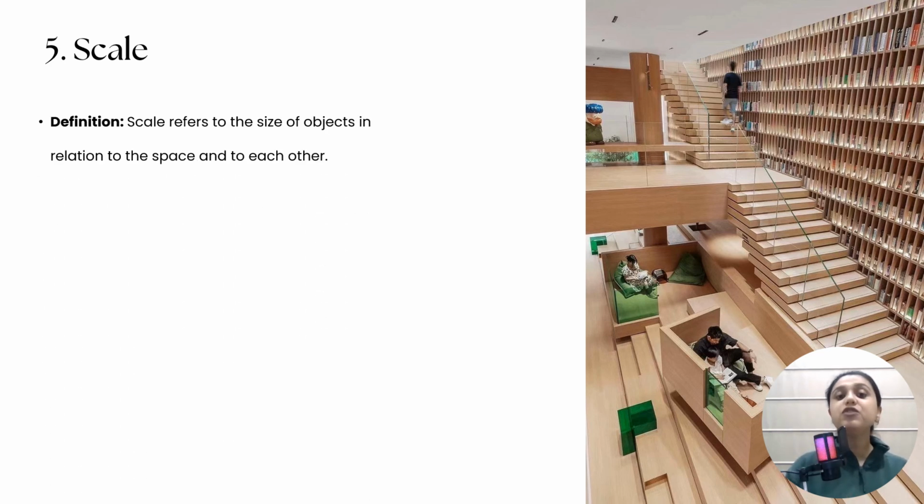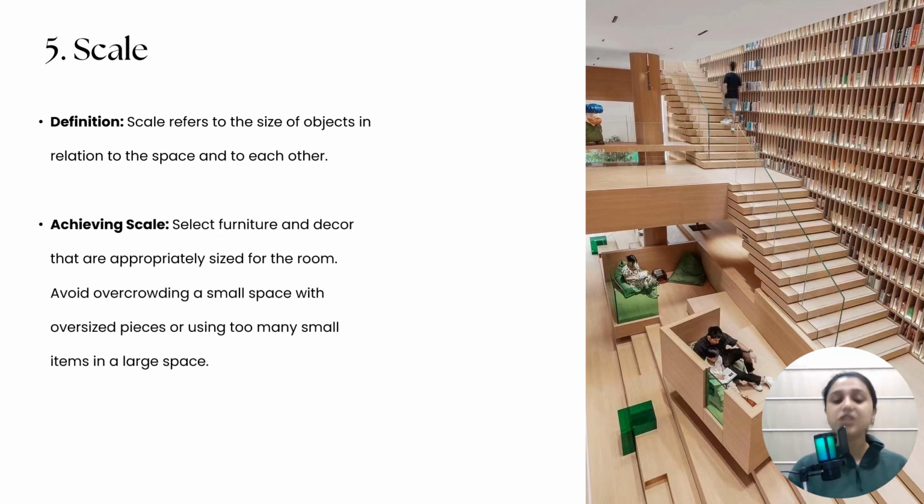Last but not the least, the fifth principle that we're going to talk about is scale. Now, scale is my favorite one. We need to understand that human beings are going to reside in this space and they are going to utilize this space. So we have to understand how are they going to react to the space, how are they going to feel in that space. So scale refers to the size of objects in relation to the space and to each other. It's very similar to proportion, but here we are talking more about people and their being in the space.